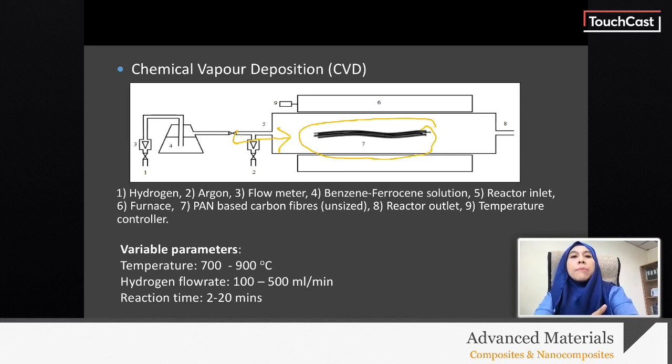The role of a chemical engineer, for example, would be to determine the optimum parameters that would yield CNT-coated carbon fibers, which would have improved interfacial shear strength in the polymer matrix.